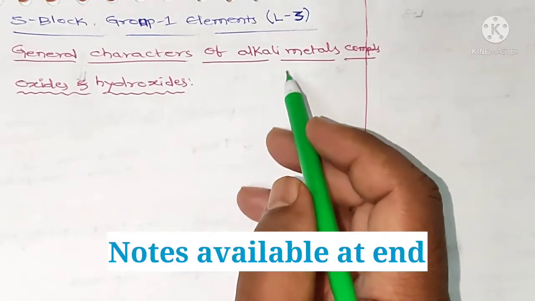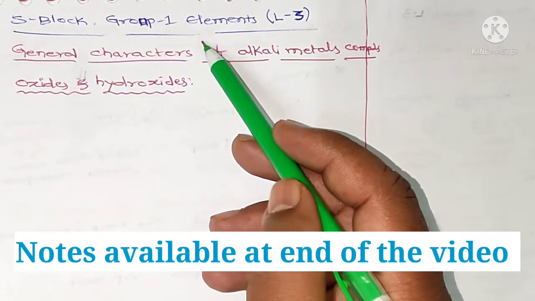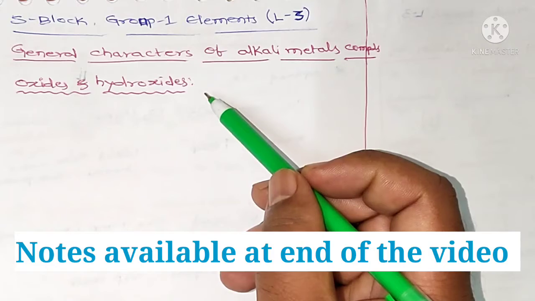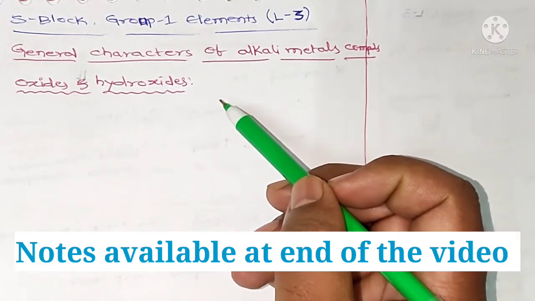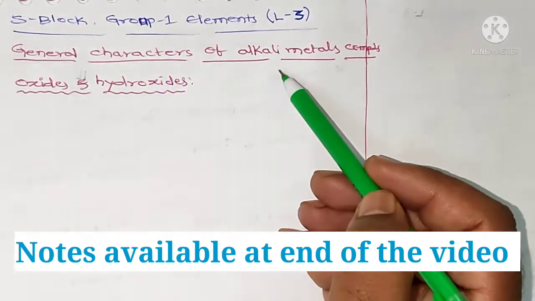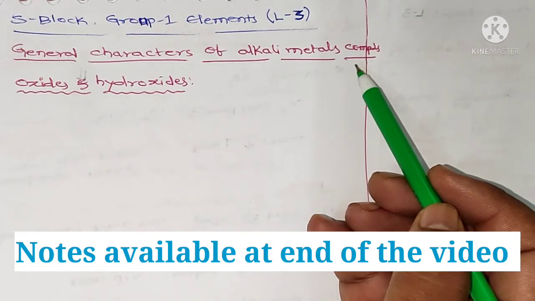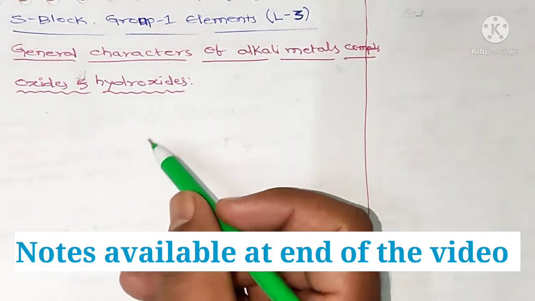Hello students, welcome to lecture 3 of s-block Group 1 elements. In the previous lecture, we discussed the chemical properties and uses of Group 1 elements. Now our topic is the general characteristics of alkali metal compounds. The first one is oxides and hydroxides.